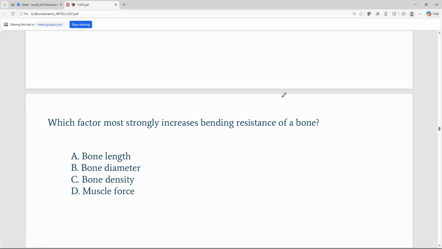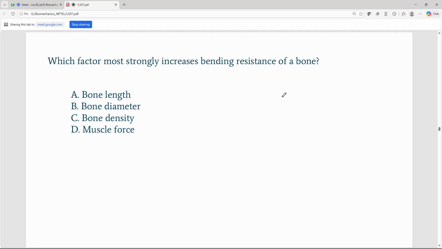Next question. Which factor most strongly increases the bending resistance of a bone? Options are option A, bone length, option B, bone diameter, option C, bone density, option D, muscle force. Which factor most strongly increases bending resistance of a bone?